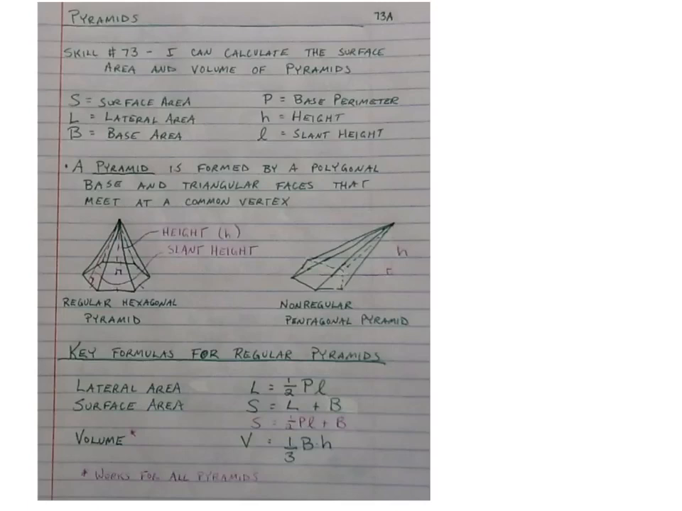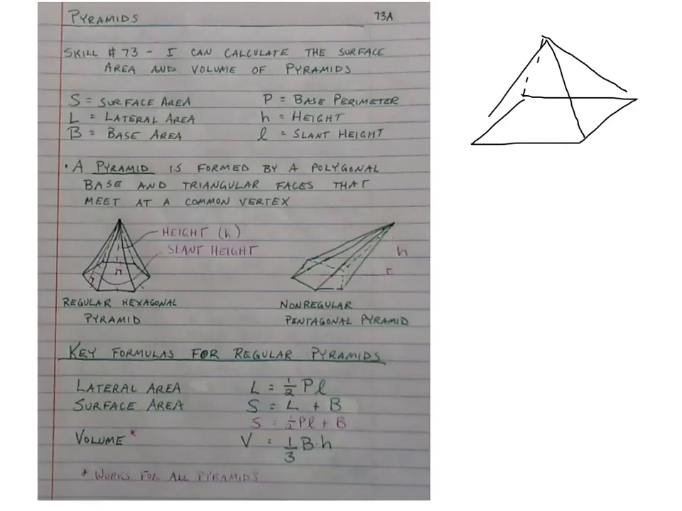A pyramid is formed by a polygonal base and triangular faces that meet at a common vertex. We're most used to seeing the square pyramids like in Egypt at Giza, but they need not be square. We have here a hexagonal pyramid and here is a pentagonal pyramid. And what we can have is a regular pyramid, which means the vertex is directly above the center of a regular polygon, or a non-regular pyramid, which means either the polygon is non-regular or the vertex is not directly above the center.